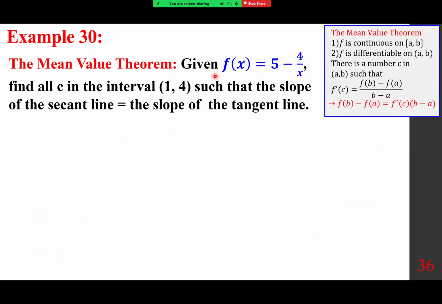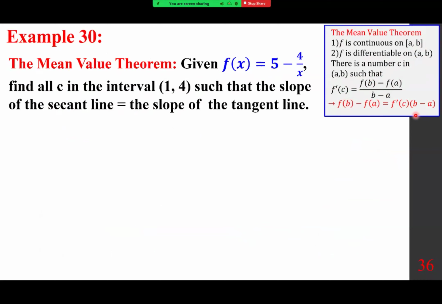The mean value theorem: given f of x equals 5 minus 4 over x, find all c in the interval of 1 to 4 such that the slope of a secant line equals the slope of a tangent line. Here's the mean value theorem. If f is a continuous function in the closed interval of a to b and differentiable in the open interval of a to b, there is a number c in the interval of a to b such that f prime of c is f of b minus f of a over b minus a, or you can use the cross product.